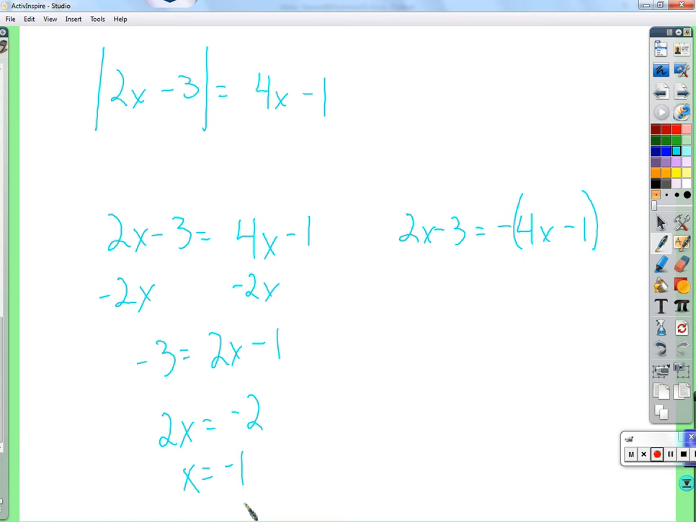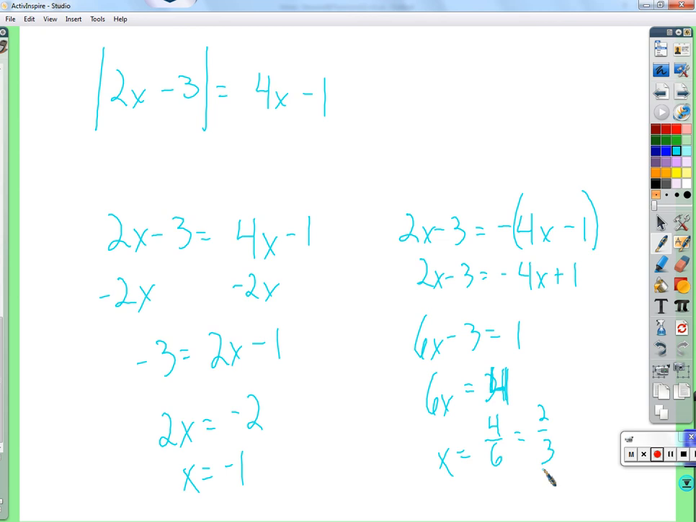Here I'll do almost exactly the same thing, I just need to distribute this negative first. I'll add 4x. I get 6x minus 3 equals 1. So I add 3 to both sides. 6x equals 4. And x equals 4 sixths, which is 2 thirds.